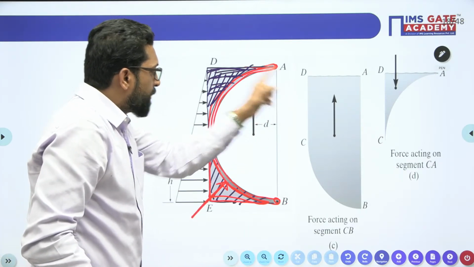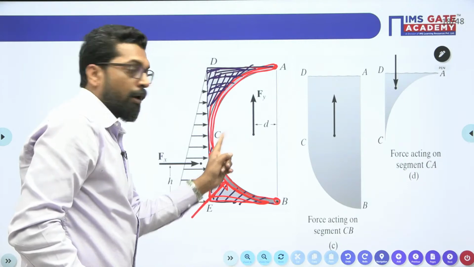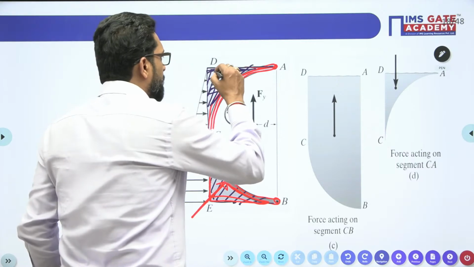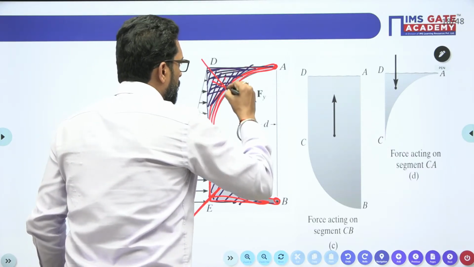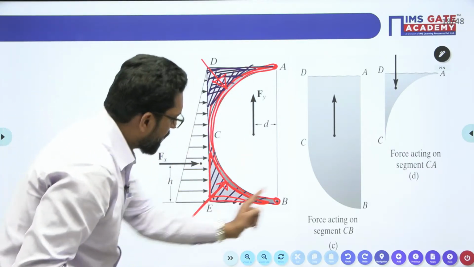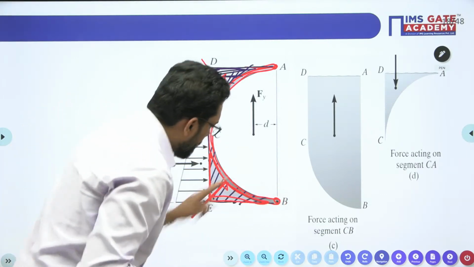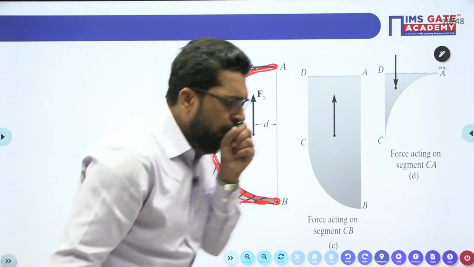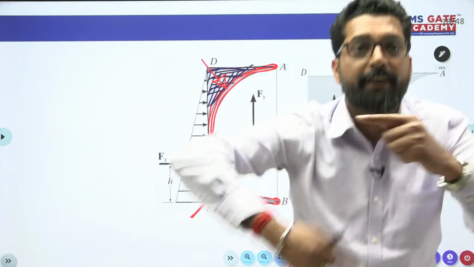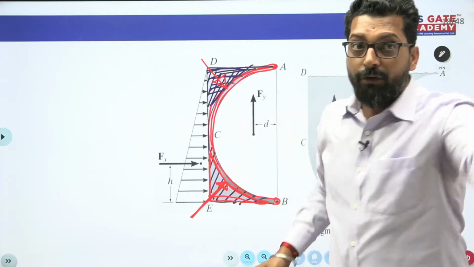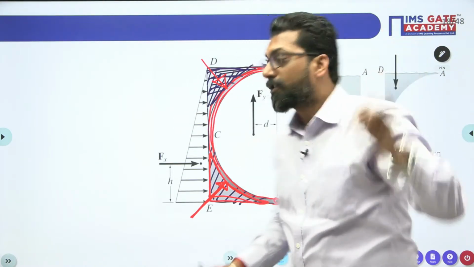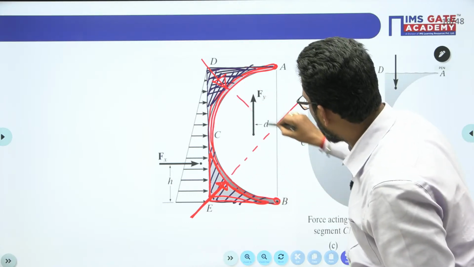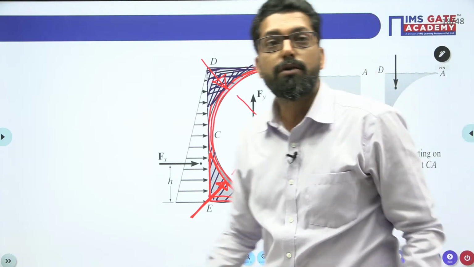On the part AC, the fluid exerts a force in this direction. Yes or not? And on the part CB, the fluid acts in this direction. Because in the curved surface, all the forces are concurrent. If they meet at a point, this is called concurrent force.